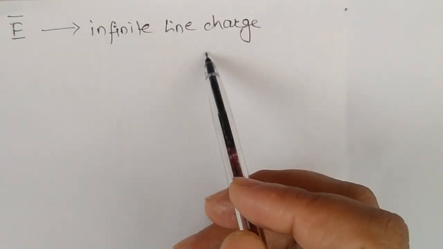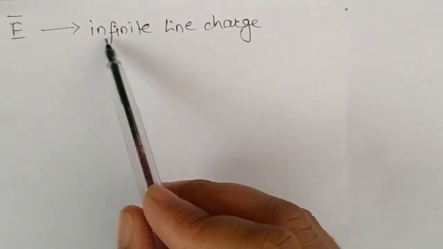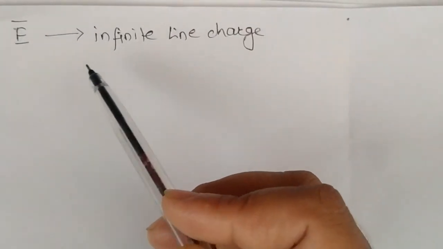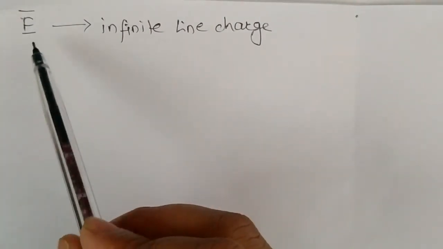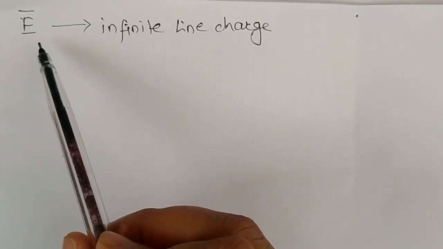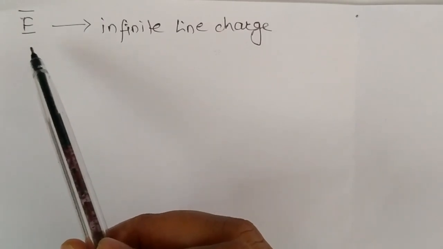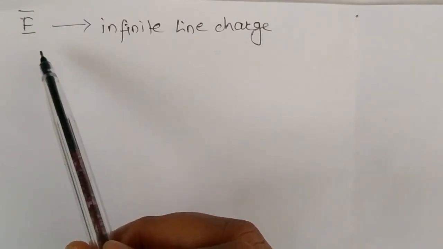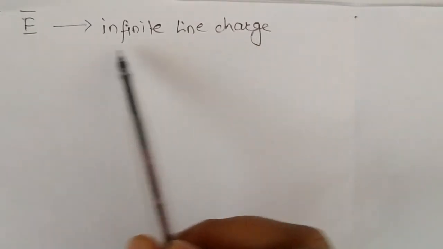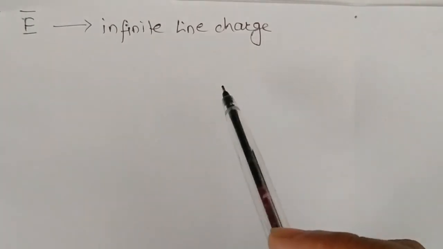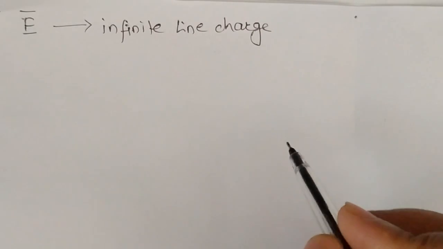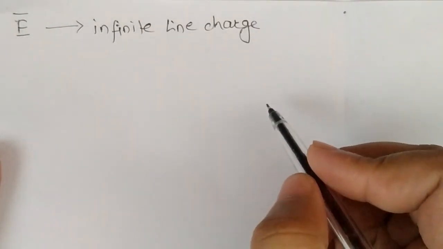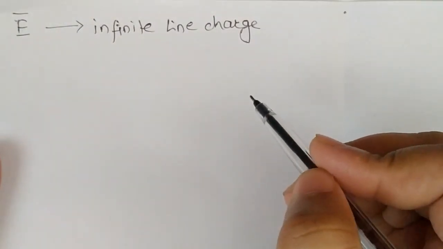So for the various situations, this is one of the conditions where we want to find the value of this E bar. Let us see the derivation for the value of electric field intensity due to an infinite line charge for the given situation. So for that, consider an infinite line charge placed along the z-axis.